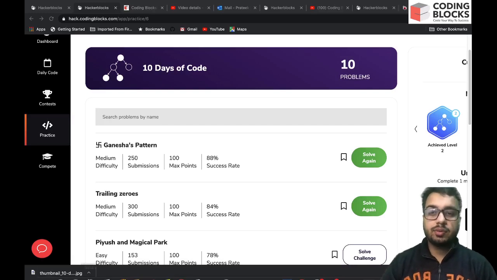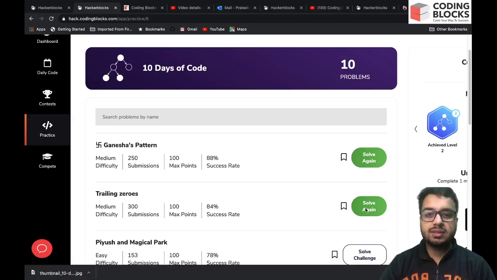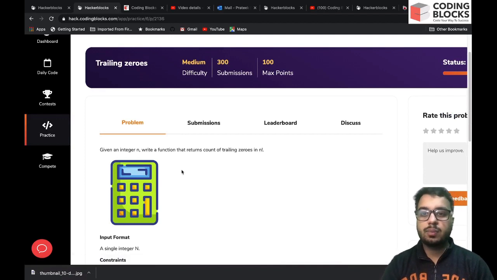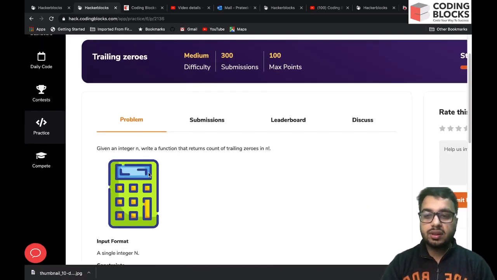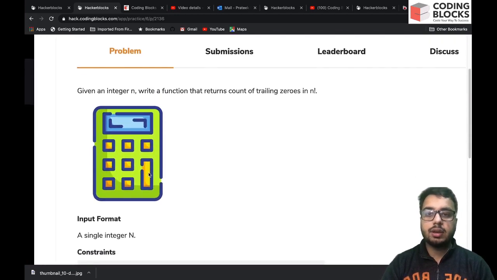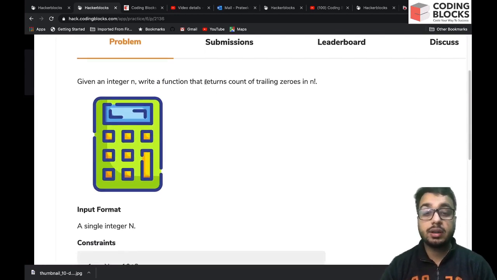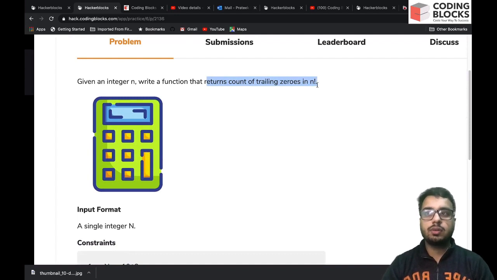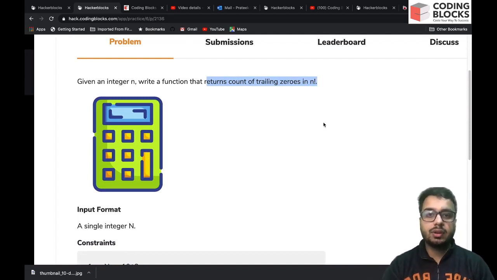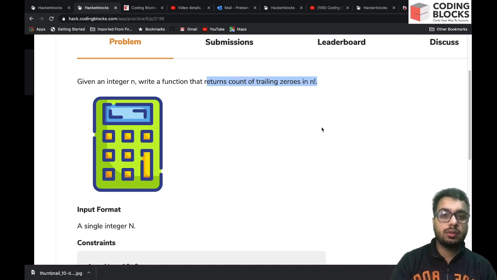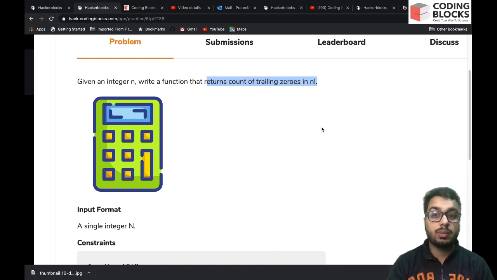Hey guys, so we'll be solving another problem today, that is trailing zeros, and this is from the 10 Days of Code series on HackerRank. The question says, given an integer n, we want to write a function that returns the count of trailing zeros in n factorial, which means you need to compute the value of n factorial and count the number of zeros at the ending of that number.